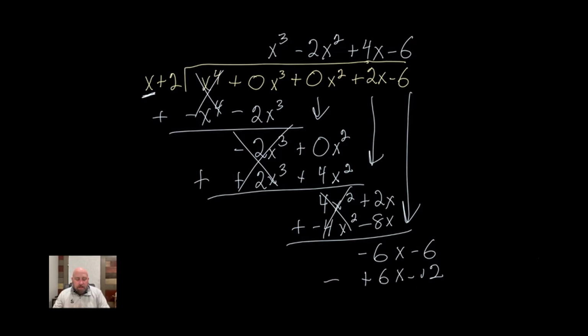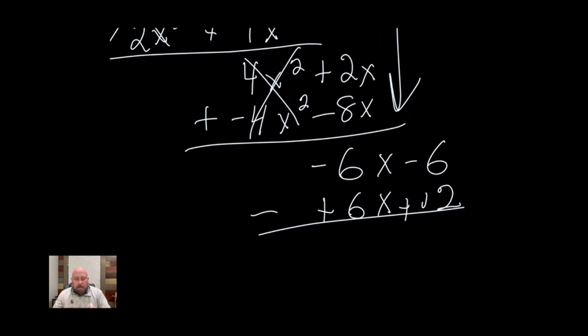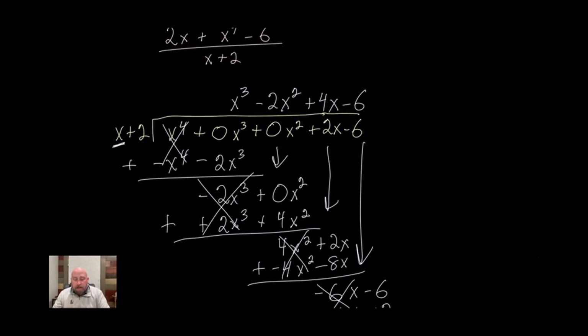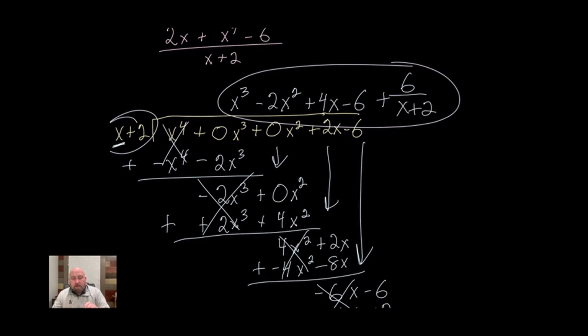We subtract, we change the signs, and then we are going to get, on this one, a 12 minus 6 is 6. Sign of the larger is a positive. These ones are going to cancel, and then we end up with a remainder of 6. When you have a remainder of +6, we're going to put a positive sign here, and we're going to say 6 over this right here, x plus 2. And then this would be our answer for this one. Okay? x cubed minus 2x squared plus 4x minus 6 plus 6 over x plus 2.